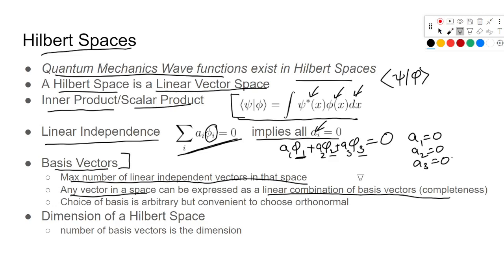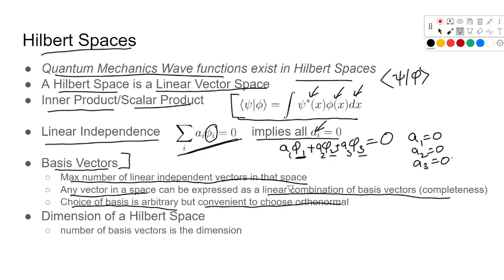So basis vectors have a special importance. They cannot be expressed in terms of each other because they're linearly independent, but other vectors can be expressed as a linear combination of basis vectors. The choice of basis vectors is arbitrary. So if you have a collection of basis vectors, you can choose any one of them as long as they satisfy certain conditions. But it's convenient to choose orthonormal basis vectors.